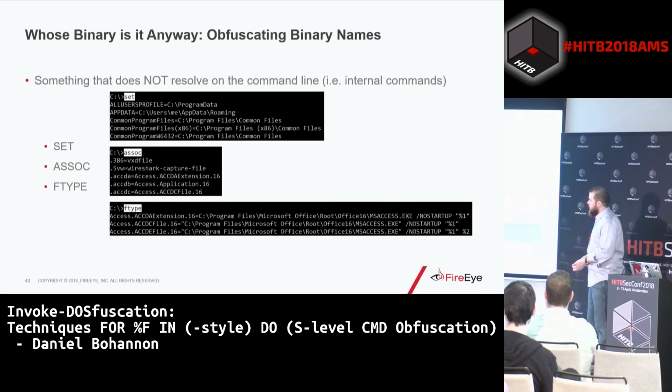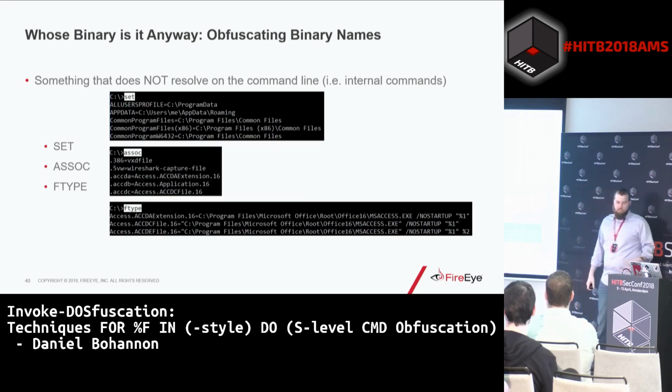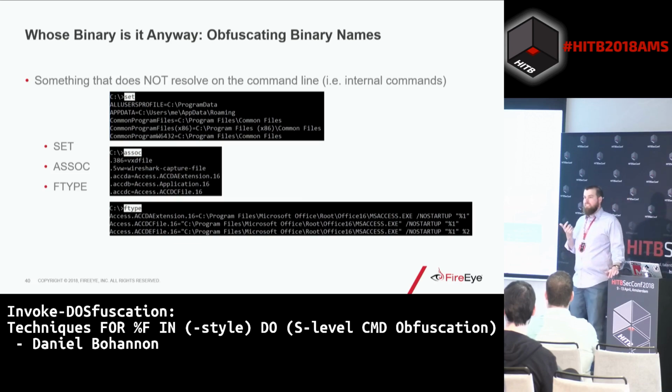And so the answer is yes, and the way that I get around that is trying to find internal commands that don't spawn an additional binary. So a lot of commands that attackers use actually spawn additional binaries, like findstr, whoami, ipconfig, stuff like that. But set, assoc, and ftype are the three that I found to be really useful. So set will show you all the environment variables and their values. Assoc and ftype are related. Assoc is going to show the association of a file extension to the association type. So in this case, we can see .accdc is Access file .16, etc. Ftype is going to basically map that association type with the binary that's going to run it.